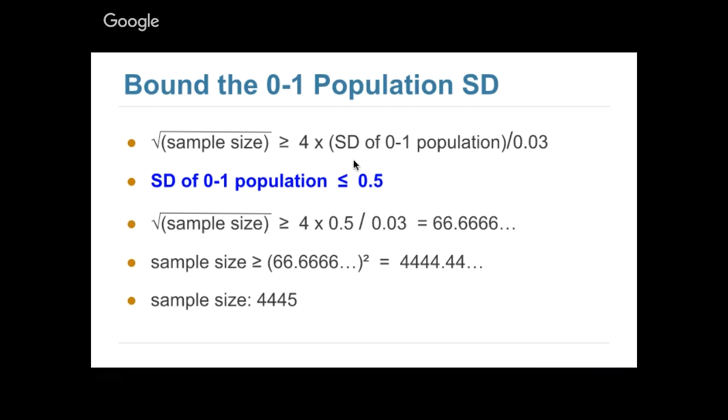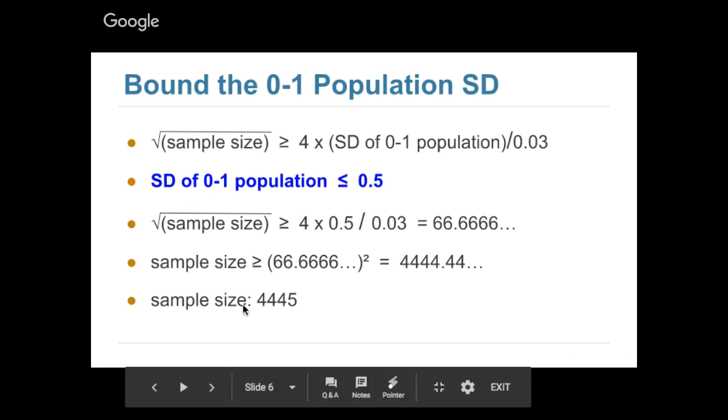But we saw yesterday that if my population is zeros and ones, so for example, if you vote for candidate A you're a 1, and if you didn't vote for candidate A, you're a 0 in my population, then the standard deviation of the population will never be bigger than 0.5. That is a very key fact because it allows us to plug in 0.5 for the standard deviation of my population. So I plug in 0.5, compute, square the whole thing, and we get that the sample size is greater than or equal to 4,444, which we round up because we want the next biggest number, so we get 4,445.